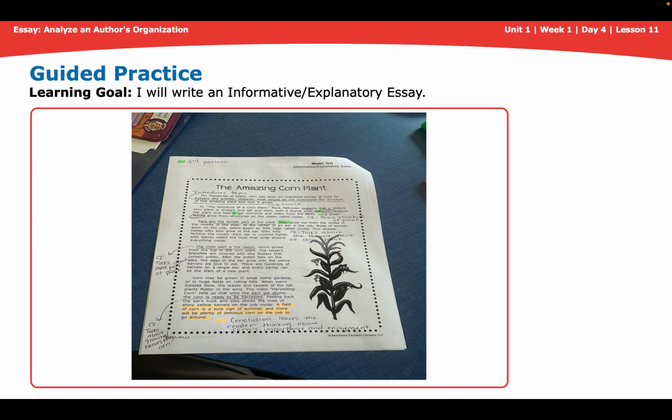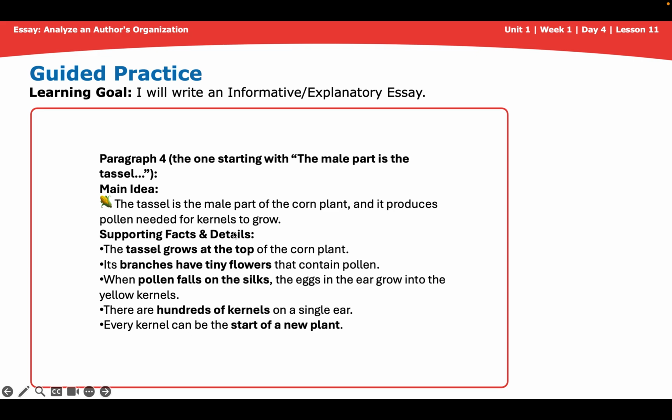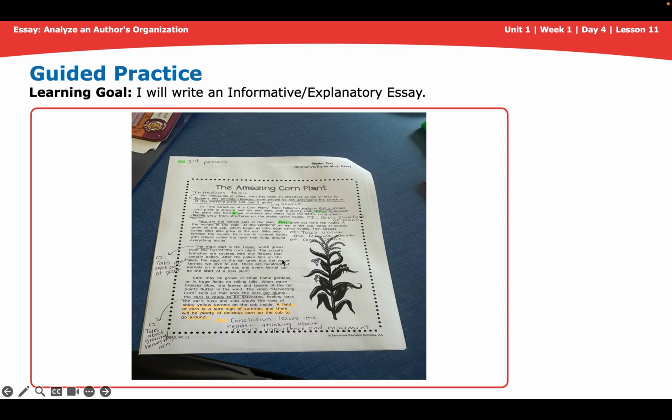So if we look at the fourth paragraph, let's read it together. And this is what yours should look like. The male part is the tassel, which grows from the top of the corn plant. The tassel's branches are covered with tiny flowers that contain pollen. After the pollen falls on the silks, the eggs in the ear grow into the yellow kernels we love to eat. There are hundreds of kernels on a single ear, and every kernel can be the start of a new plant.